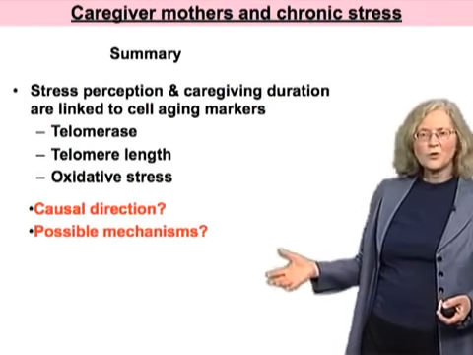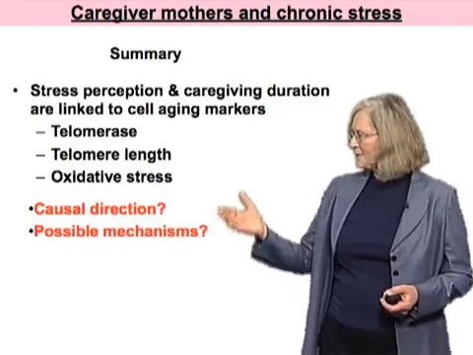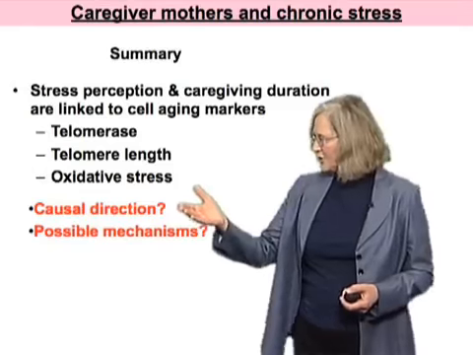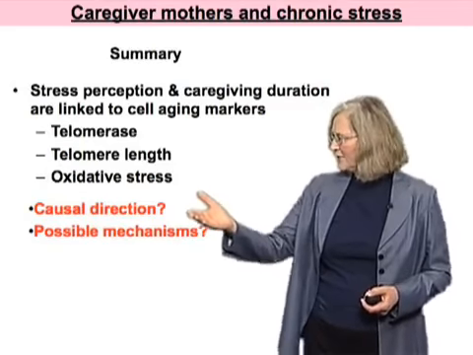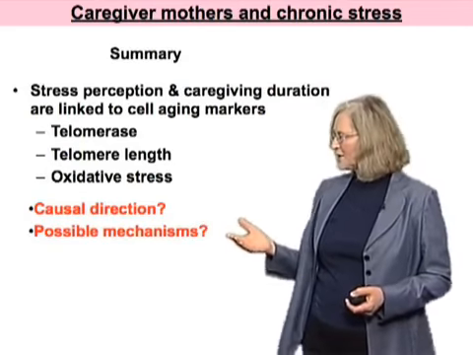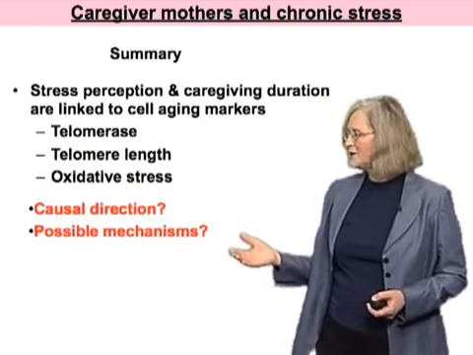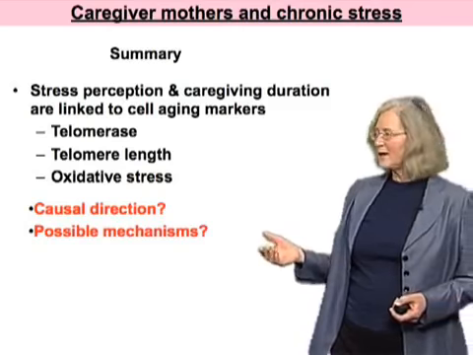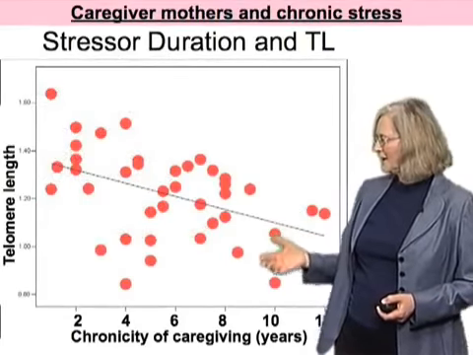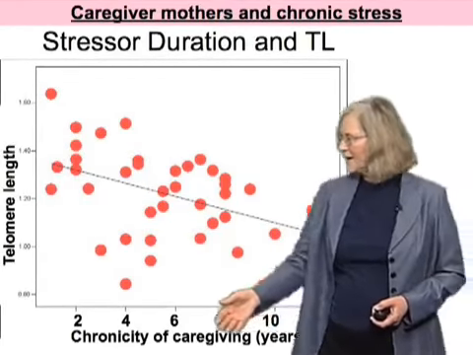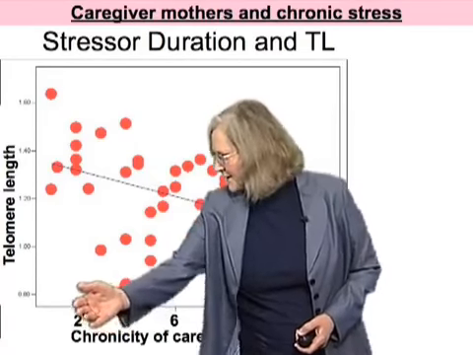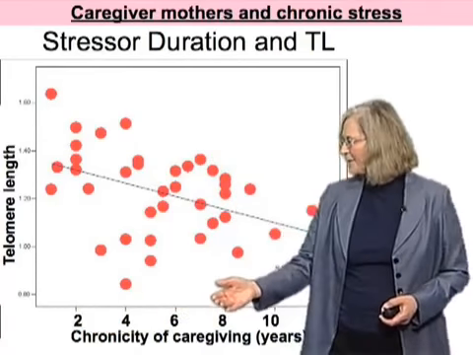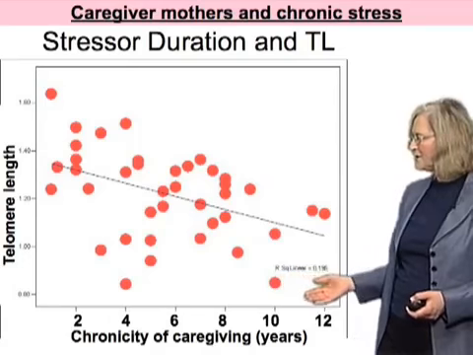Now, what are the causal directions? What are the mechanisms? I'll give you two short kinds of indications. First of all, what about the causal direction? So we're seeing these associations, what caused what. Now, the number of years of caregiving was a very important thing to think about. So this was the plot of that. This is the number of years of the caregiving situation.